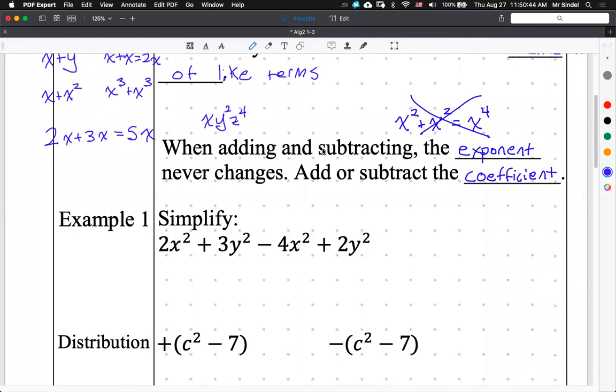Anyway, let's go to example number 1. We have that giant polynomial that is not simplified, and we need to add and subtract like terms to simplify it.